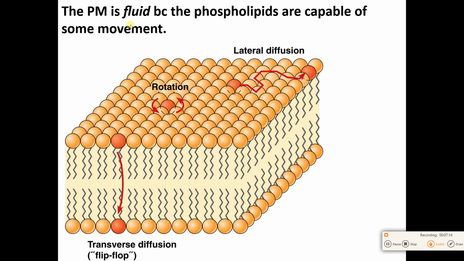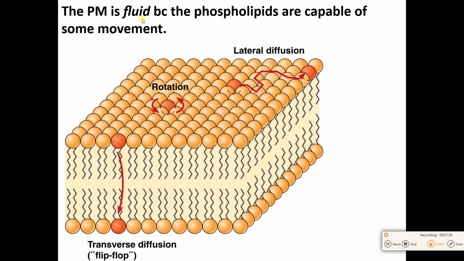Okay, so I mentioned again that the plasma membrane is fluid. And it's fluid because the phospholipids are capable of some movement. Like a phospholipid can spin around. This phospholipid could diffuse over here. Really, the only thing phospholipids can't do is switch. Like this guy is part of this layer facing the exterior. He cannot then go and become part of this layer facing the interior. That's the only thing phospholipids cannot do.